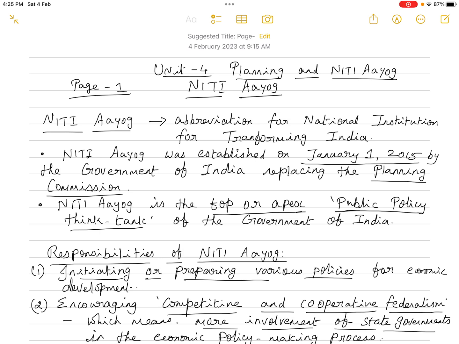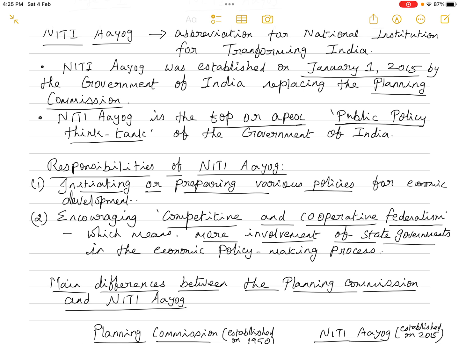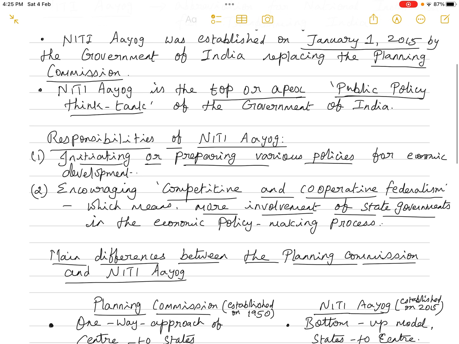NITI Aayog happens to be the top or apex public policy think tank of the Government of India. It is a think tank in the sense that many experts and eminent professors of all the eminent universities are members of the NITI Aayog. Now, what are the responsibilities of NITI Aayog? First and foremost, it initiates and prepares various policies for economic development. Different policies are initiated by the NITI Aayog for the development of the country.